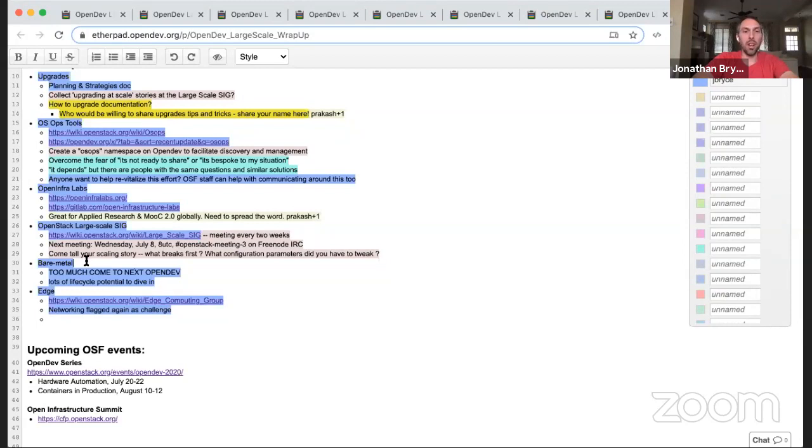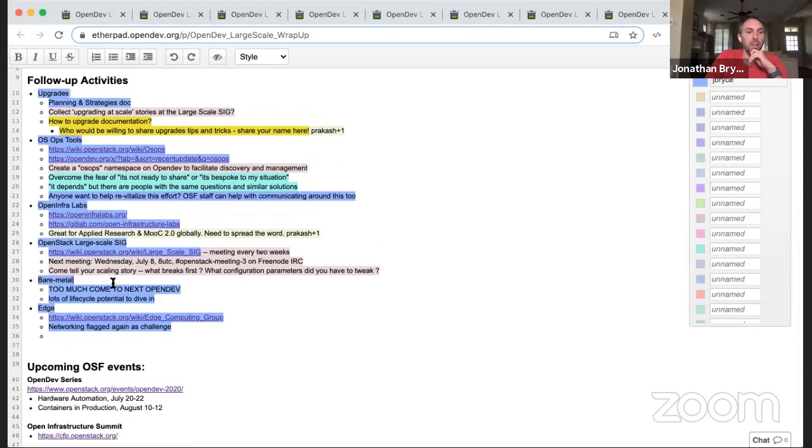So speaking of James, bare metal, I was going to say, it seems like an important follow-up here is that the next OpenDev is all about hardware automation. And I thought the bare metal discussion this morning was super interesting. And really, it seemed like there was just way too much information to share. And so it's good that we have another event coming up. Especially around the life cycle stuff, I thought there's a lot of potential there.